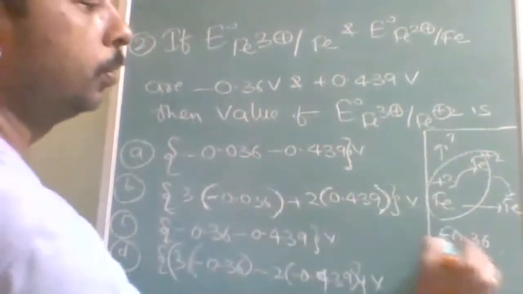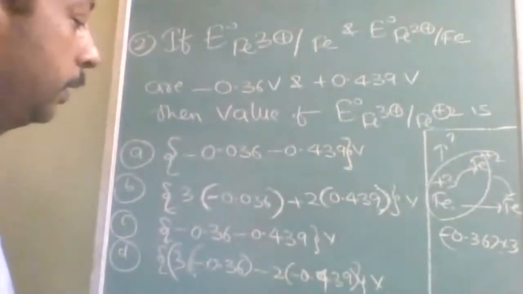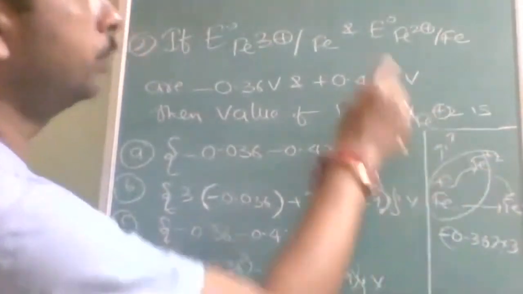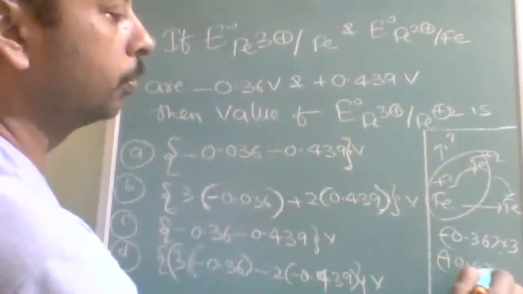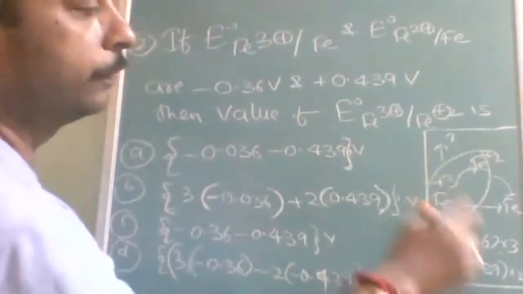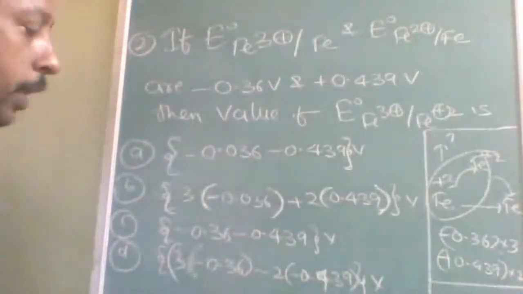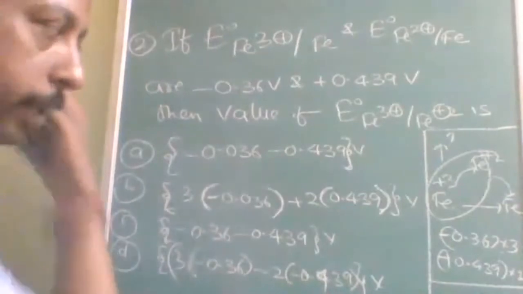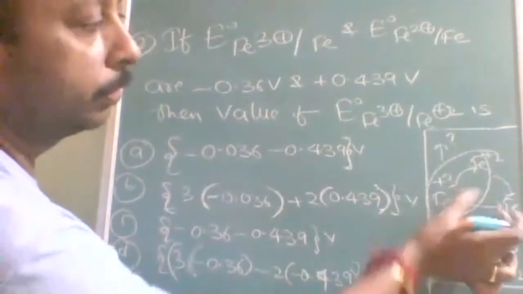Multiplied by 3, because this is a 3 electron process. Is that understood? And here Fe2+ to Fe is 0.439, multiplied by 2. So now the difference will be minus of minus this. The answer will be minus of minus, but here it will be plus, I think.